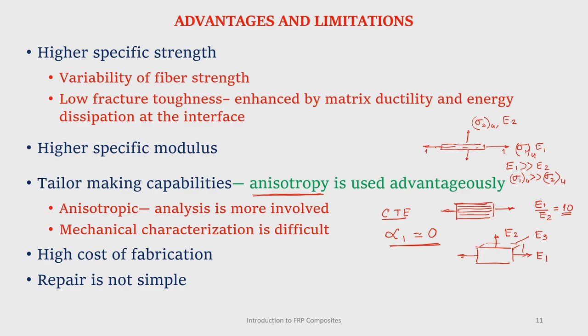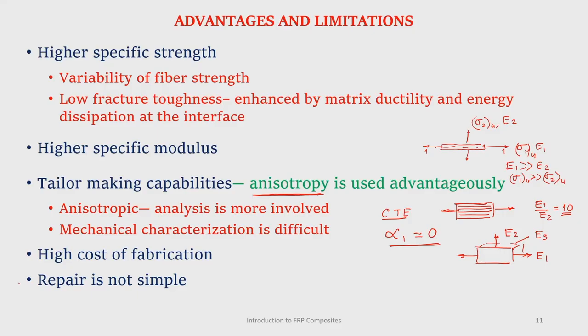Then there is the high cost of fabrication. The manufacturing method is entirely different compared to that of conventional metallic materials, and the cost of manufacturing is still higher, but with mass production it is coming down. And repair is not that simple. In conventional metallic materials we can do welding and repairing, but if there is a flaw in a composite, it may not be that straightforward to repair the component. So these are some of the limitations, and those were the advantages.